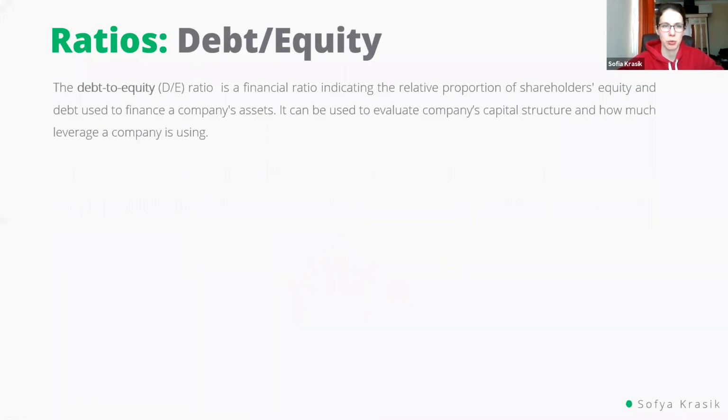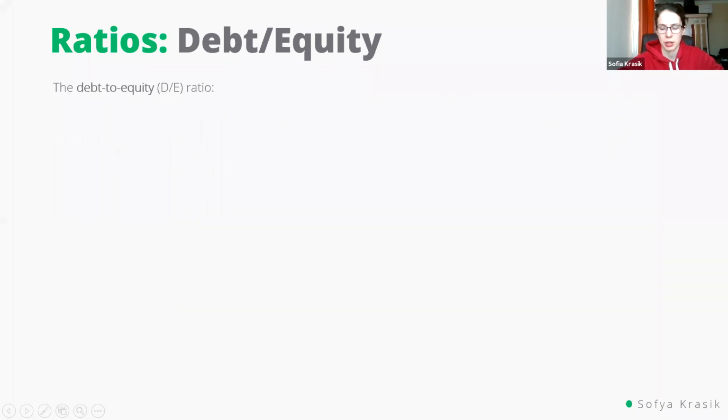Another ratio could be debt to equity. Debt to equity is also quite an important ratio, and it indicates the relative proportion of shareholders' equity and debt which was used to finance the company's assets. You see how I wrote here that it can also estimate how much leverage the company is using. What does it mean? Let me draw it for you. Let's imagine that we are looking at a company's balance sheet.